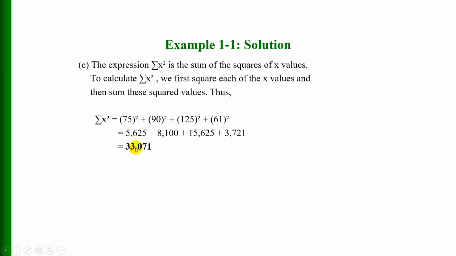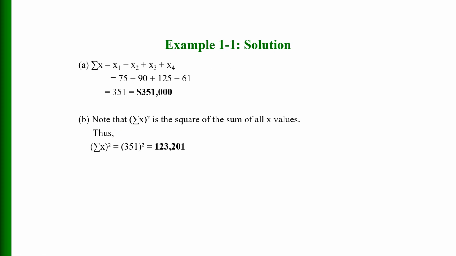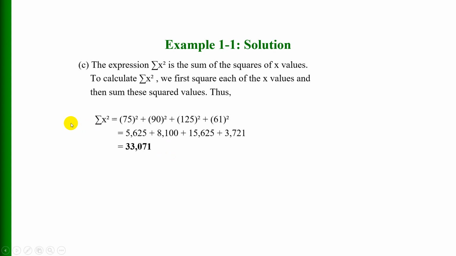If we add up all these, we get 33,071. So there is a difference between summation x square and summation x whole square, because summation x square is equal to 33,071, whereas summation x whole square is equal to 123,201. So you must be very careful about calculating these values. There is a big difference between summation x whole square and summation x square.